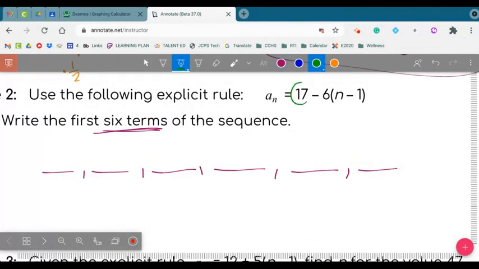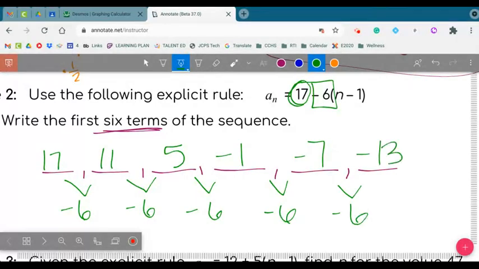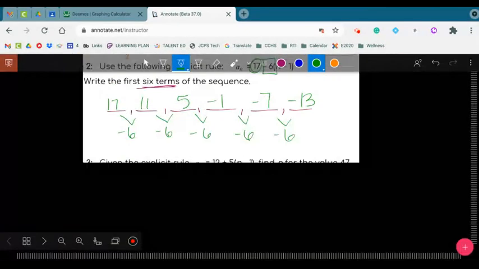If you remember from the beginning, the first number listed is our first term. And then the second number is what we're doing each time. So we're subtracting 6. So we're going to get 11. Subtract 6 again, we're going to get 5. Subtract 6 again, we're going to get -1. Subtract 6, we're going to get -7. And -13. And those are our first 6 terms of our sequence. So we just have to be able to identify where in the equation we have our first term and our common difference or our common ratio.